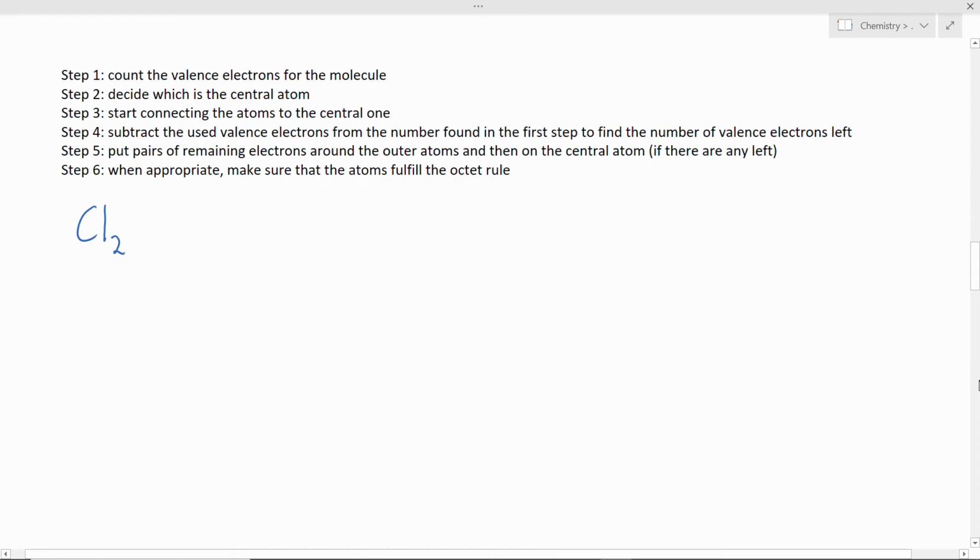Now, for Cl2, we want to draw the Lewis structure. So step 1 is to count the valence electrons for the molecule. So chlorine is in group 7, which means each atom will have 7 valence electrons. So that's 7 times 2, which is 14 valence electrons in total. Now, we have step 2 and 3, where we just connect these atoms, and then we subtract the used valence electrons here, which is 2, and we have 12 valence electrons left.